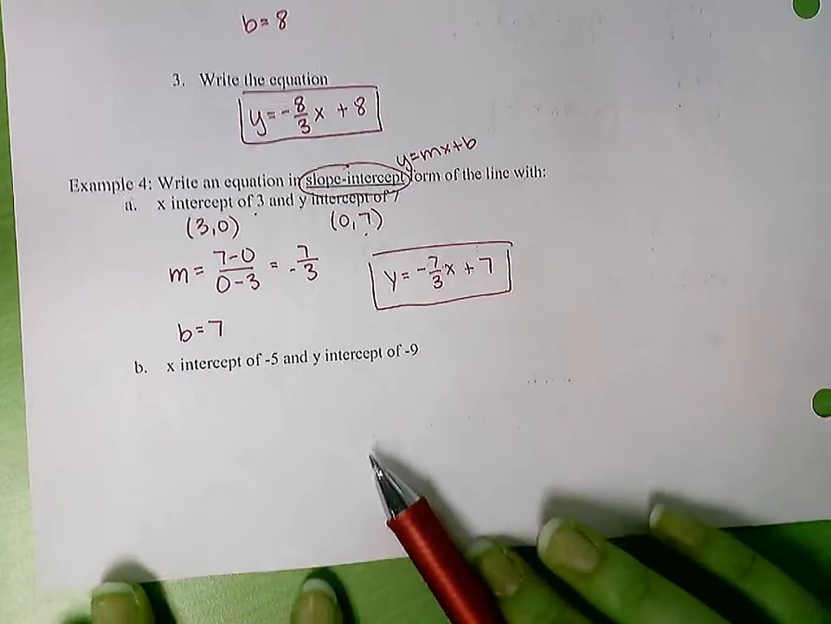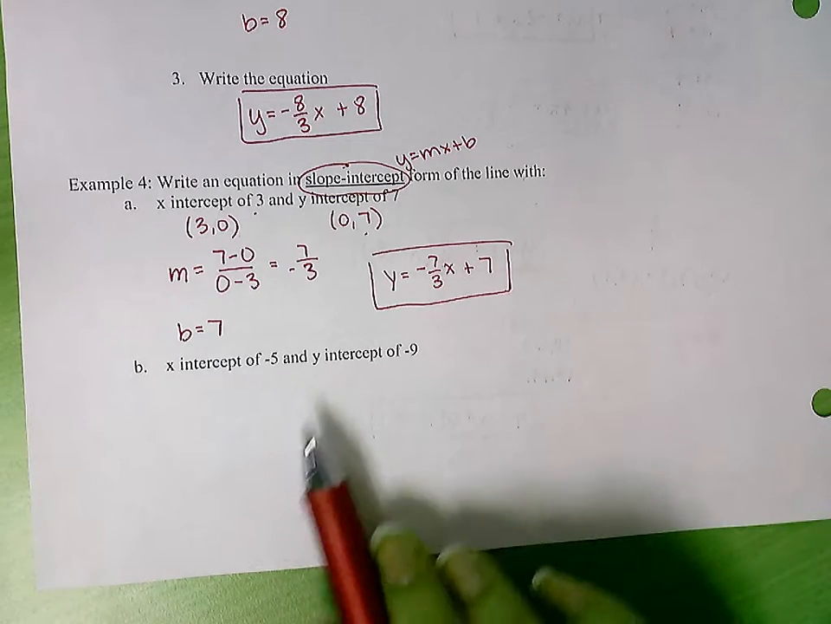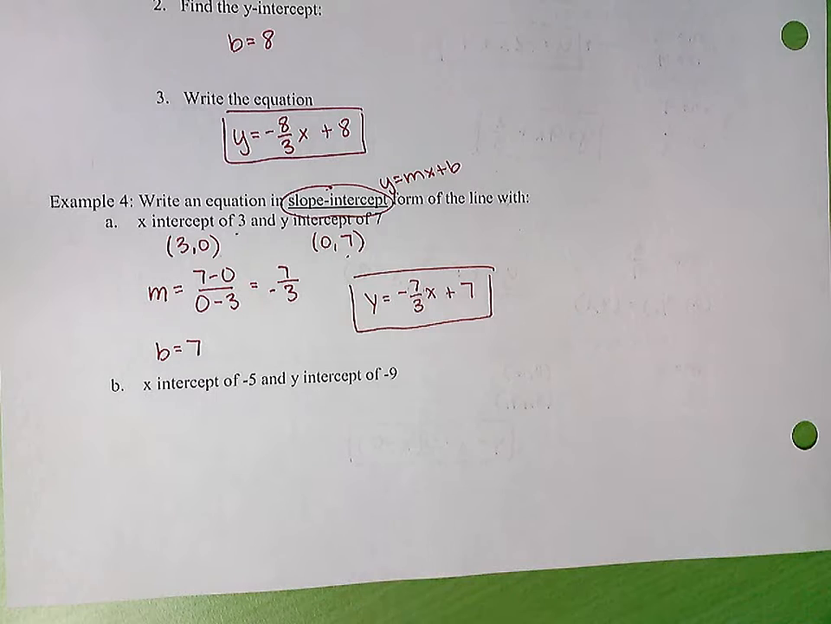Okay, last one I want you to do. You're given the x-intercept of negative 5 and y-intercept of negative 9. Find the equation of that line.